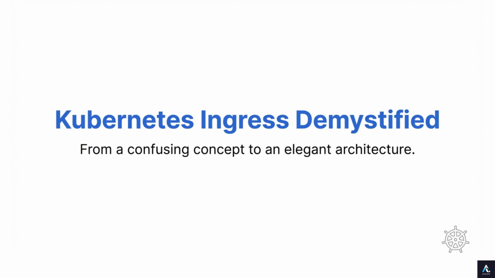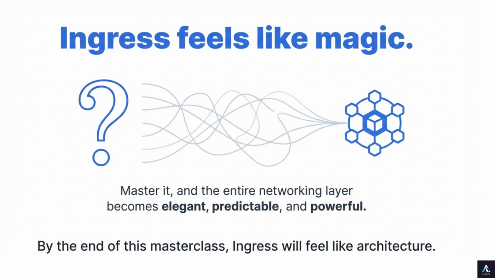Why Ingress is confusing and why it matters. Kubernetes Ingress is one of those components that almost everyone uses, but only a small number of people truly understand. It sits quietly at the edge of a cluster, shaping how the outside world reaches your applications. And while it's often described very simply, it just routes traffic to services, the reality is far more nuanced than that. Most engineers first encounter Ingress as just another Kubernetes object.